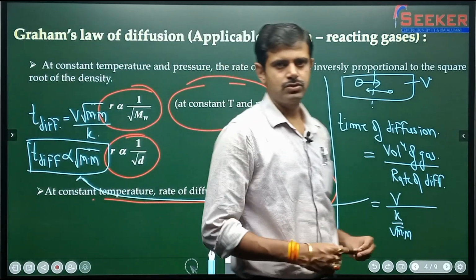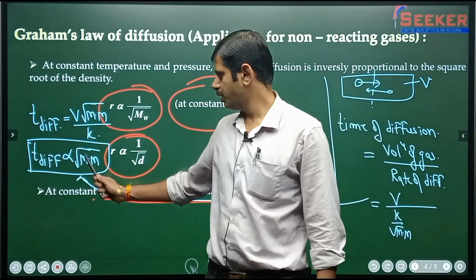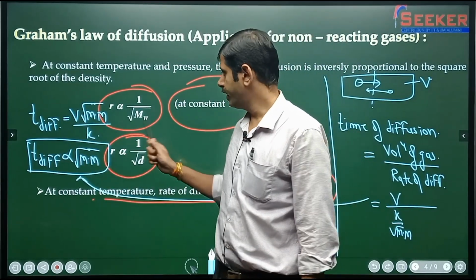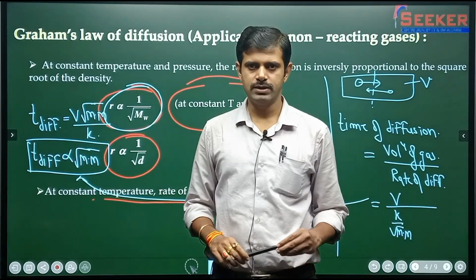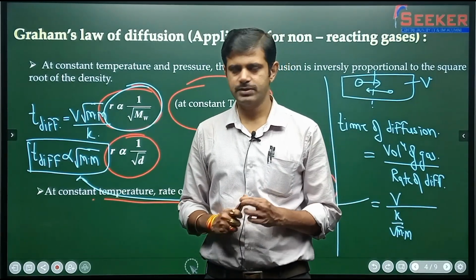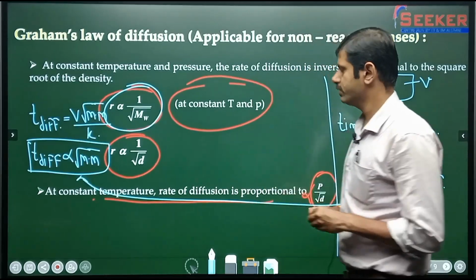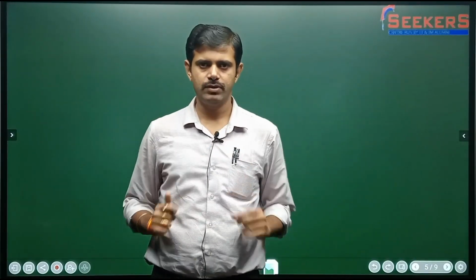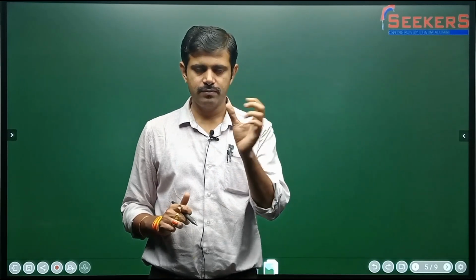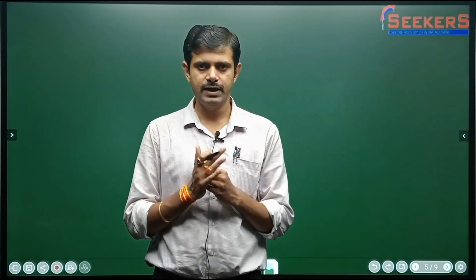Is it clear? So the time of diffusion is directly proportional to root of molecular mass. Rate of diffusion is inversely proportional to root of molecular mass. On the basis of these we will do certain numericals. But before this, what is diffusion? It is the intermixing of gases with each other.